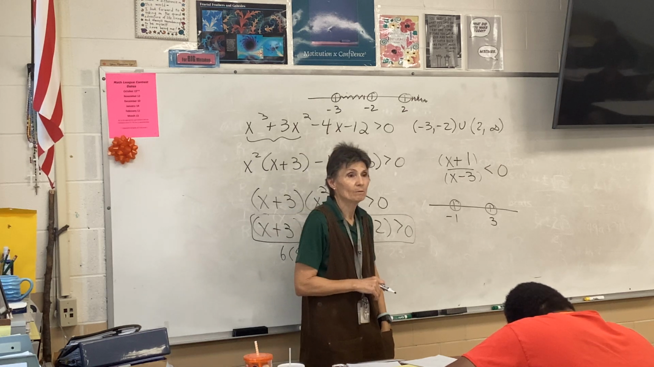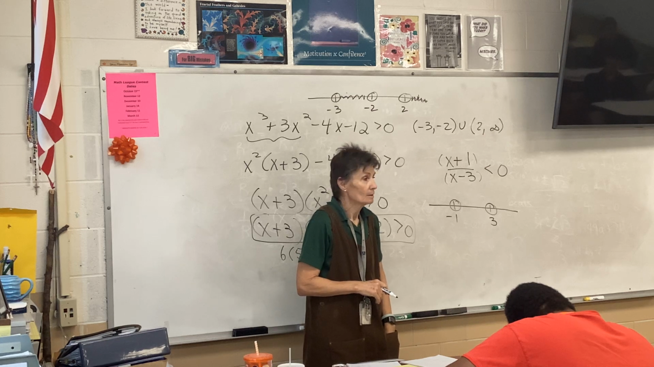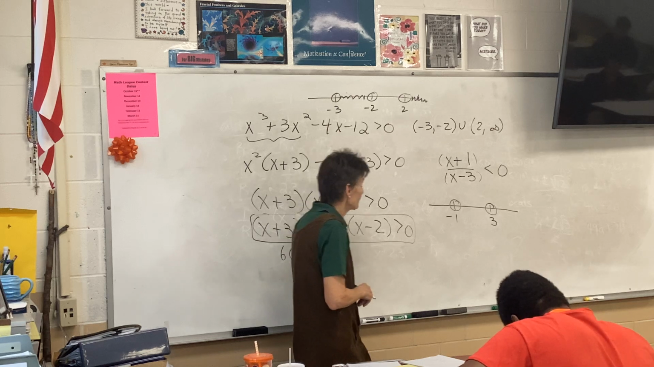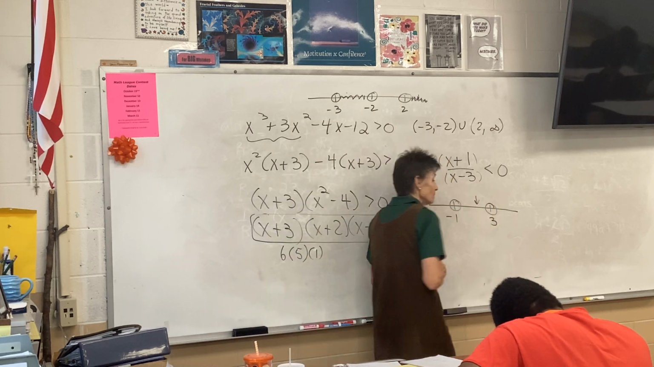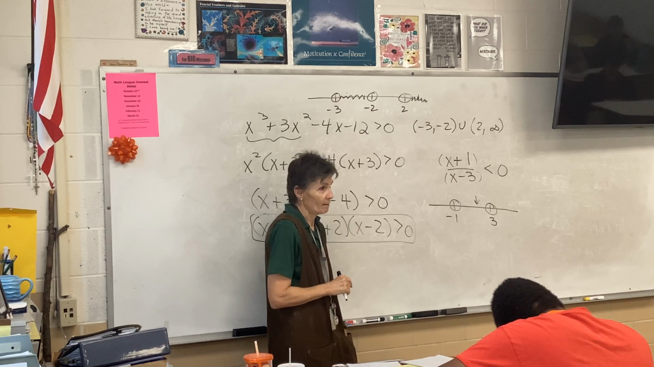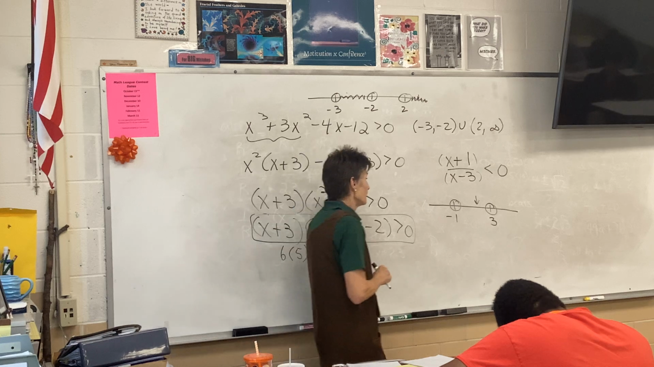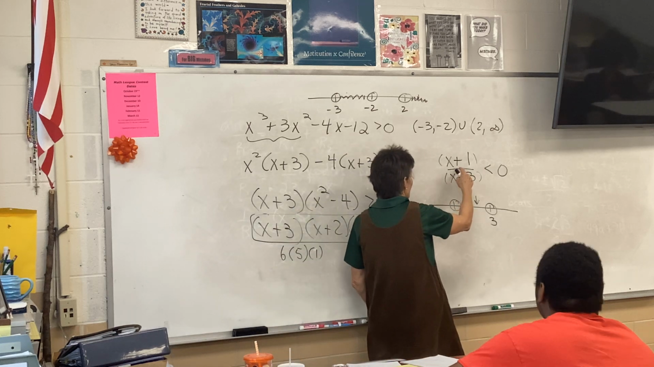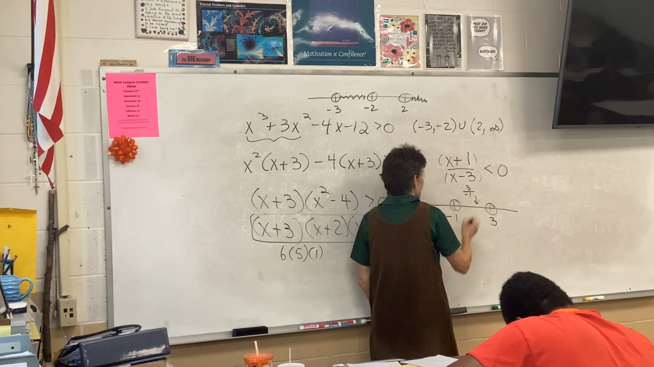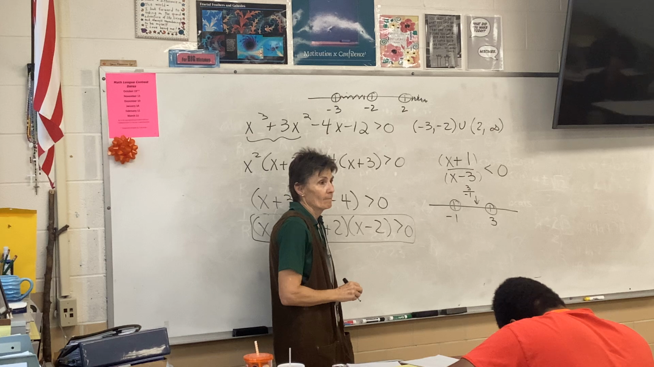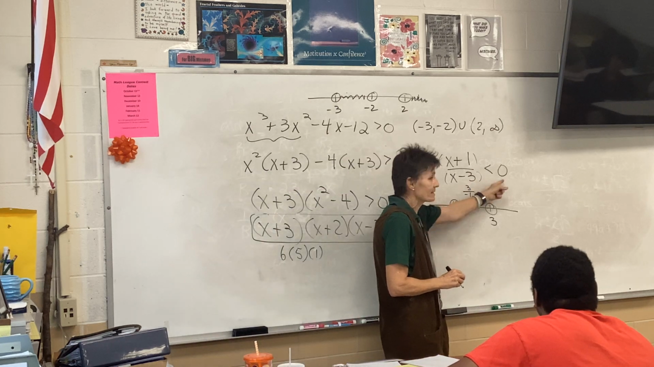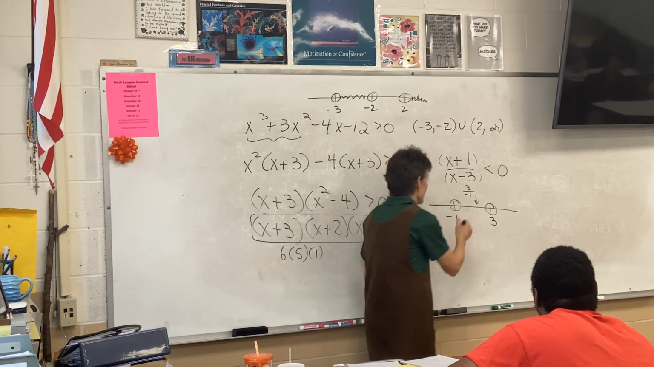Now guess what I'm going to do? Pick a number. What number do you want to pick? 2? Somebody said pick 2. 2 is right here. Can you pick any number you want? Yeah. Somebody suggested 2. Here we go. If I put in 2, I get 3 over -1. Now that is negative. Is negative less than 0? Yes. Yep. So I'm going to shade there.